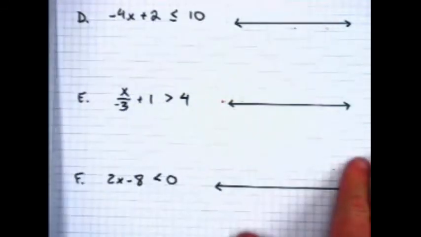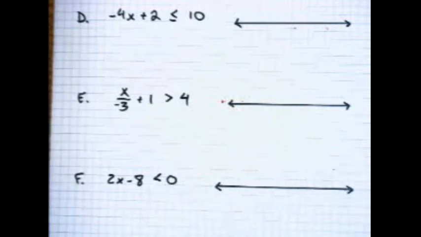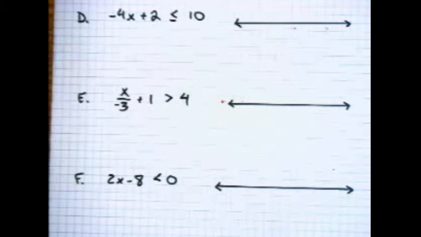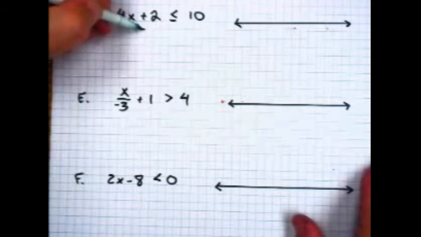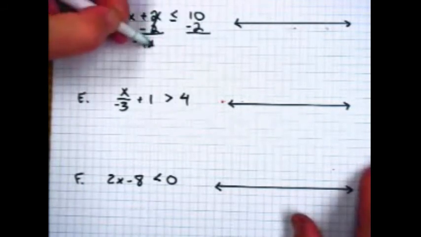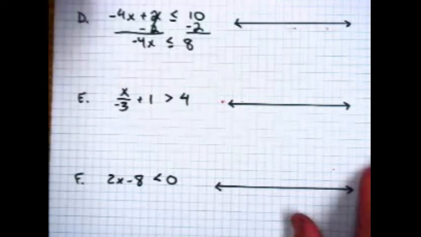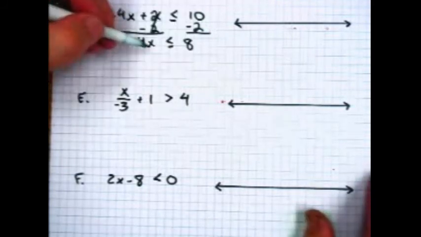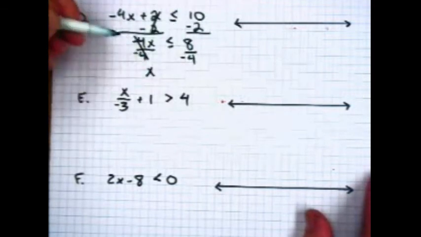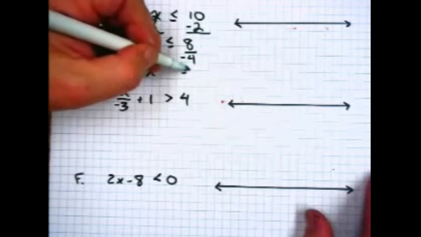I have 3 more examples ready to go. And we're going to have a little bit of a difference here. We have to pay attention. That negative sign is going to make a difference. But to start with, subtract 2 from both sides. Negative 4x is less than or equal to 8. Divide both sides by negative 4. X, that's going to be negative 2.